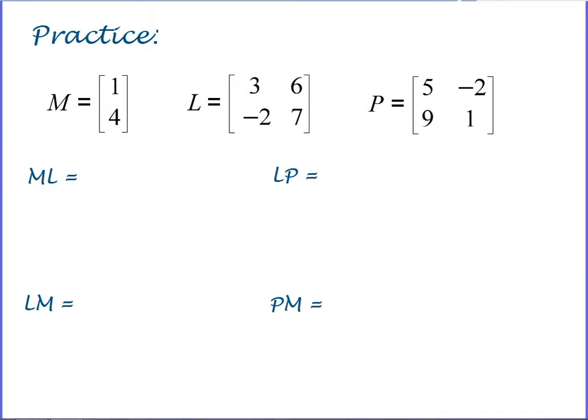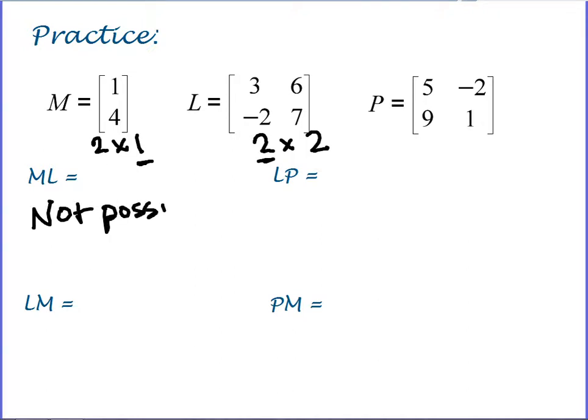So for instance, let's just take a look. Can I multiply matrix M times matrix L? Can those be multiplied together? Notice how M is a 2 by 1 matrix. L is a 2 by 2 matrix. The number of columns in the first has to match the number of rows in the second. If that's not the case, like with M and L, that's not possible, or I could have written no solution.